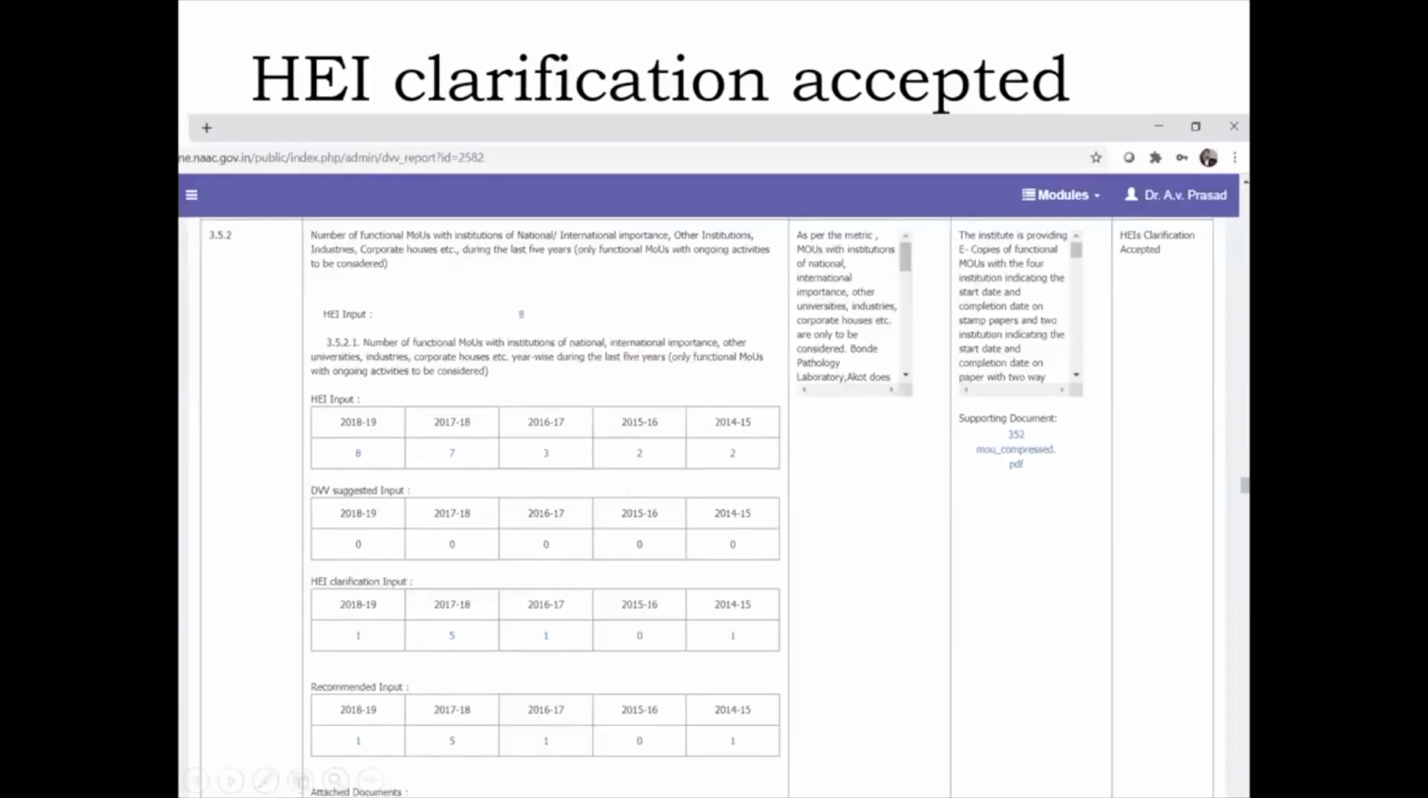So the third important one is HEI clarification accepted. If you see here, the HEI input was this, DV recommended 0. Then again the HEI clarified like this. They have given the supporting documents for that, and on that basis, the DVV has given the recommended input. That means the HEI clarification has been accepted.